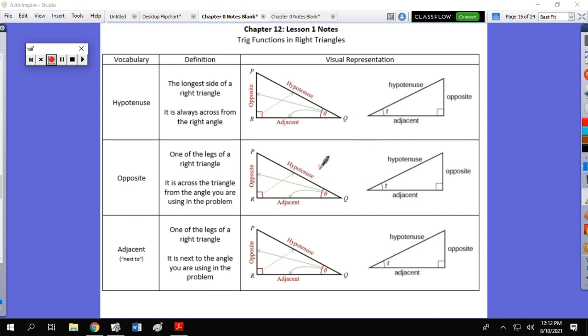Alright, ladies and gentlemen, welcome to the video lesson for our review of right triangle trigonometry. This is the third lesson in your Algebra 2 prerequisite chapter, Chapter 0.